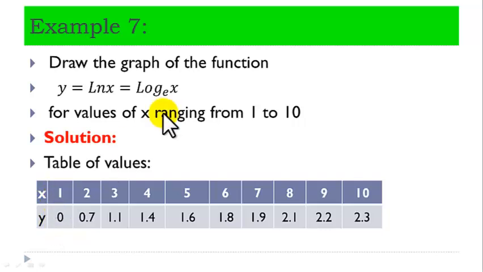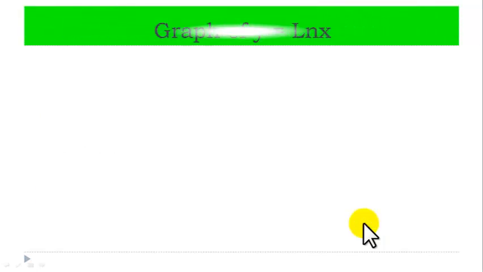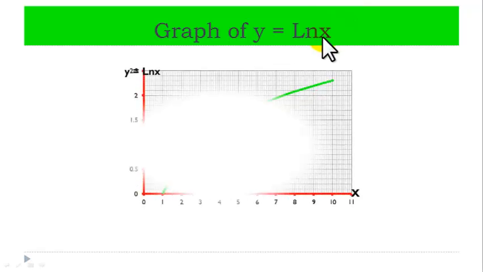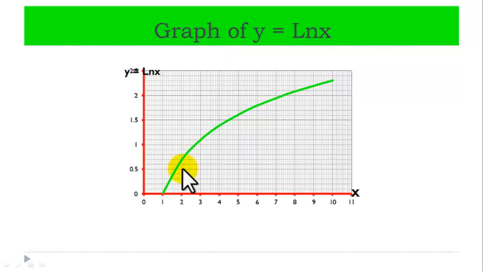When x is 1, log 1 base e is 0. When x is 2, log 2 base e is 0.7. When x is 3, log 3 base e is 1.1, and so on until we get to when x is 10, log 10 base e is 2.3. We are now ready to plot the graph of y equal to ln x, and this is the graph. This curve is the graph of y equal to ln x.